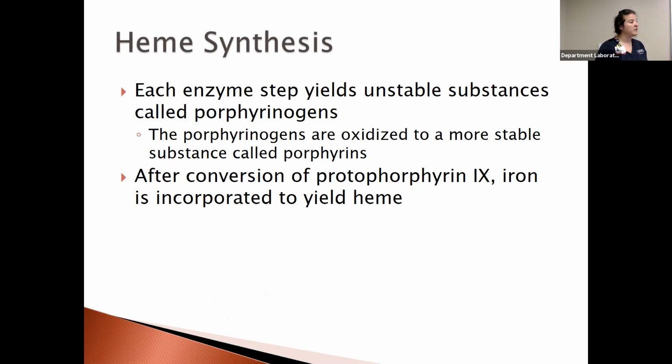And so, like I mentioned, each of those steps yields unstable substances called porphyrinogens. And then the porphyrinogens are further oxidized into their stable substances called porphyrins. So if there's any enzymatic deficiency, then you'll have an excess of those porphyrins.